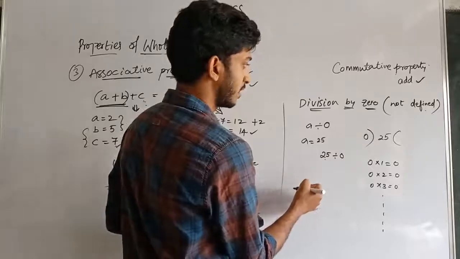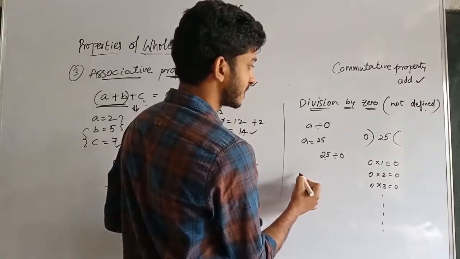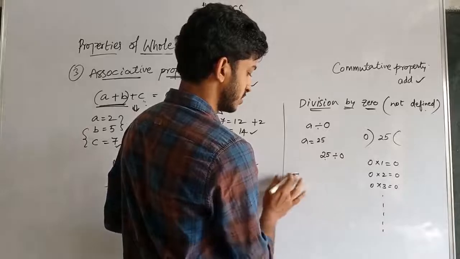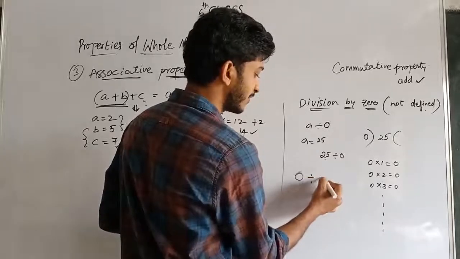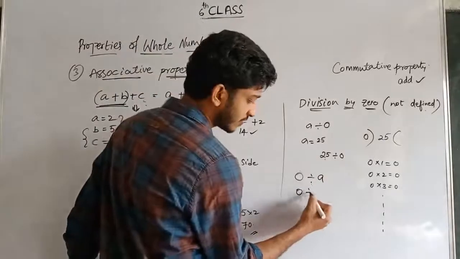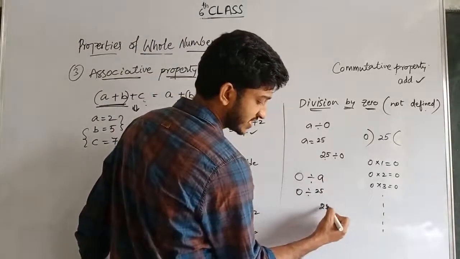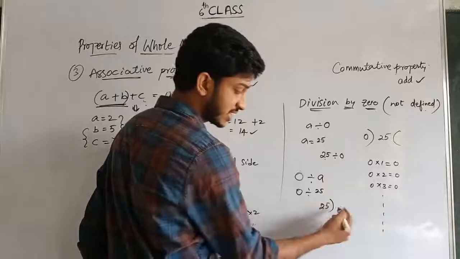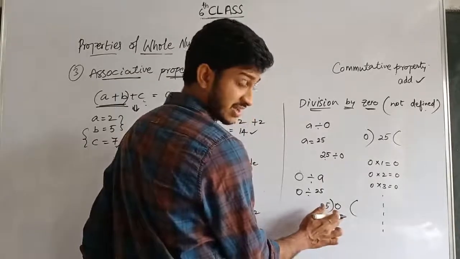Okay, and the next one. I am taking 0 divided by any number. For example, take 0 divided by 25. So 25 is the divisor here, which is on the left side. So 0 here, 0 is the dividend.